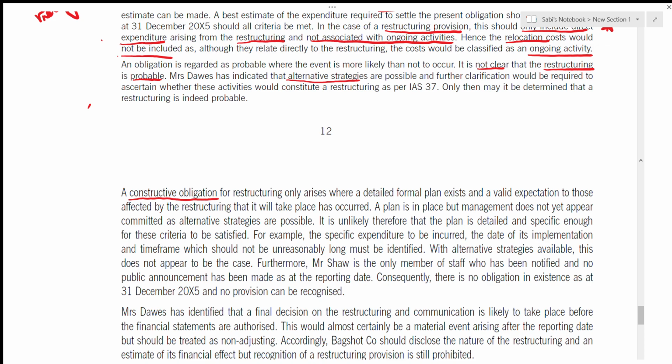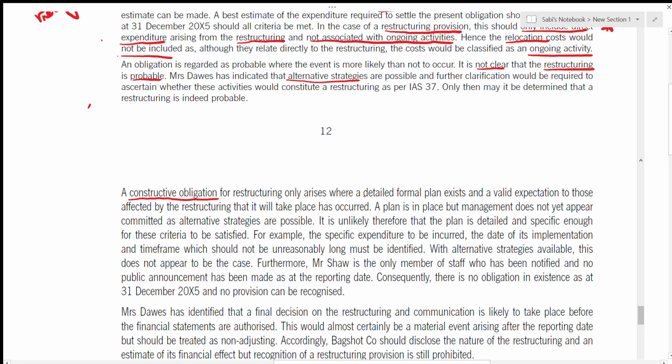Okay. So a constructive obligation for restructuring only arises where a detailed formal plan exists and a valid expectation to those affected by the restructuring that it will take place as planned. So these two things are very important for constructive obligation. You need to mention constructive obligation whenever restructuring is there. Whenever restructuring comes, constructive obligation has to be there, right? So two things are there.